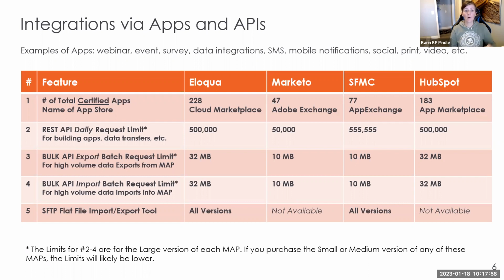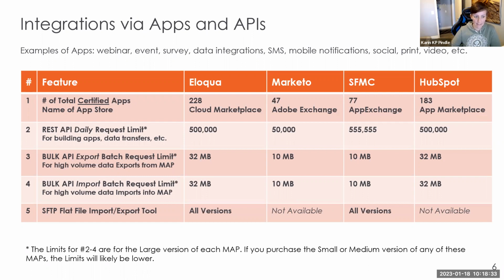Now, before Adobe bought Marketo, Marketo had hundreds of apps that could be used with Marketo. Most of them still can be used with Marketo. Again, there are hundreds of apps that can be used with Marketo. However, Adobe has only stamped 47 of them as certified safe apps. Doesn't mean they're not safe. It just means those vendors who created the apps to use on Marketo haven't gone through the Adobe process to get them certified. Salesforce Marketing Cloud, 77. Their app store is called the App Exchange. And then HubSpot, there's 183, and their app store is called the App Marketplace.